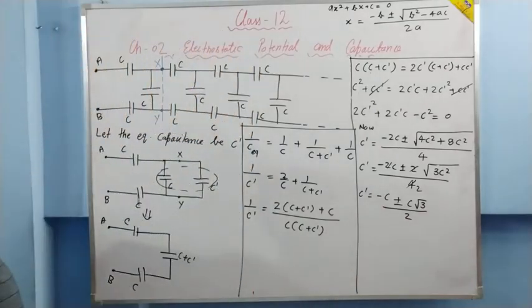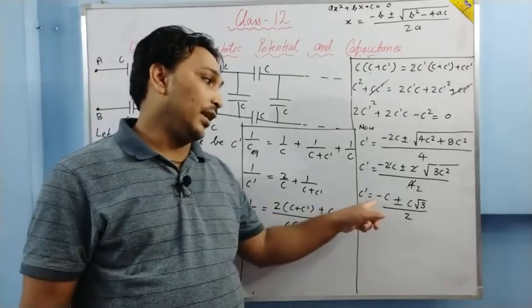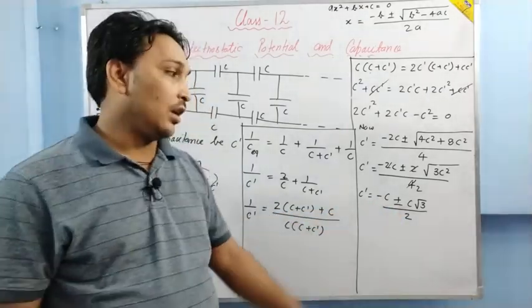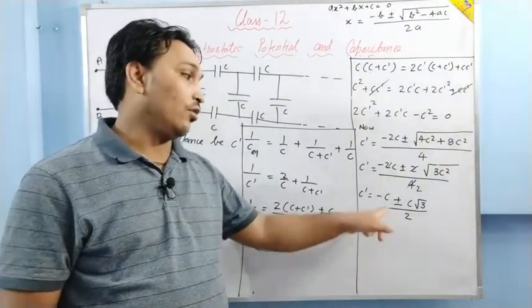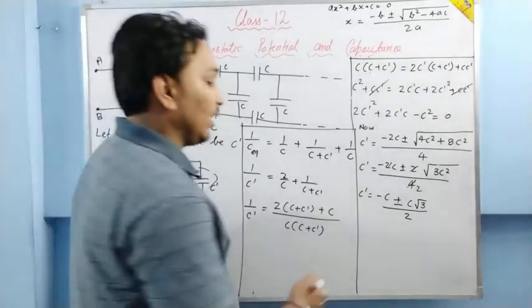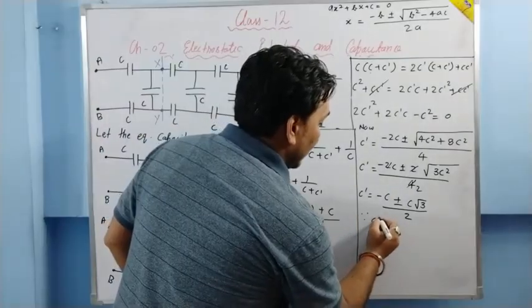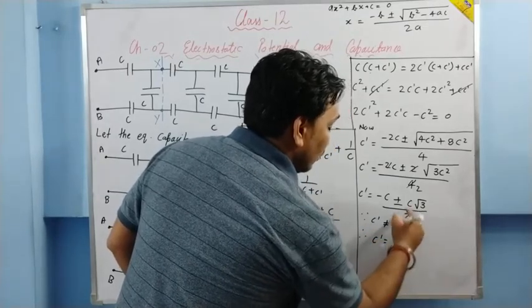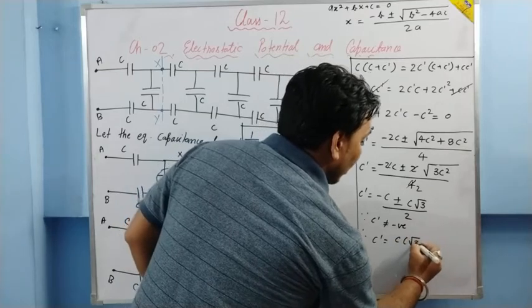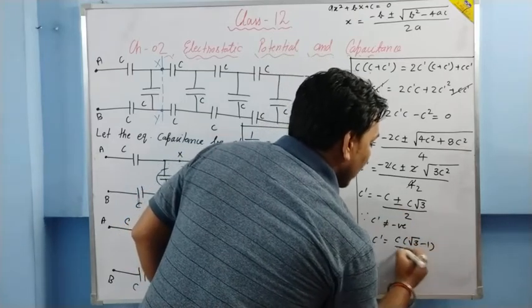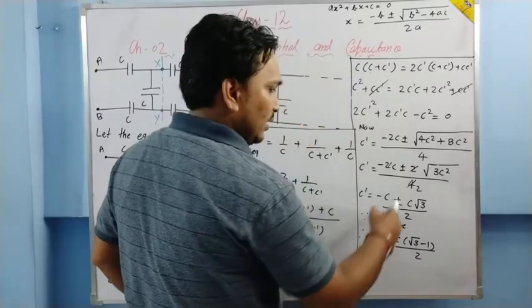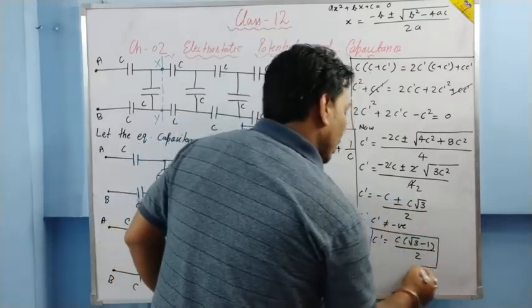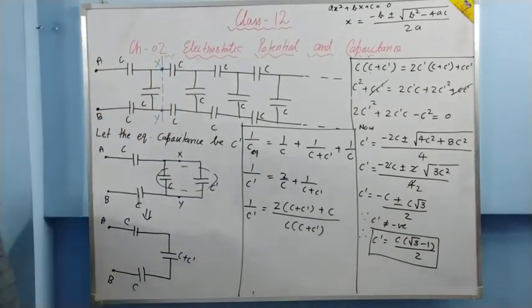Now one basic concept is there that capacitance can never be negative. If you consider this negative sign, then minus c and minus will ultimately become negative. So we'll ignore this negative sign, right? So the correct answer is going to be, C dash can never be negative, and therefore C dash is equal to, if we take c common, under root 3 minus 1 upon 2. 2 is cancelled, 2 is left. So this is what the answer is. C dash is equal to c under root 3 minus 1 upon 2.